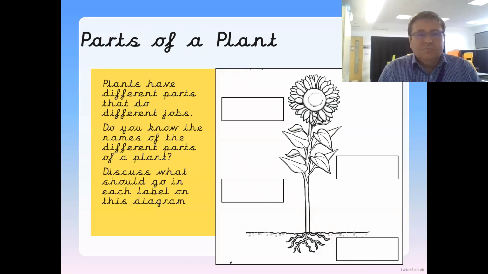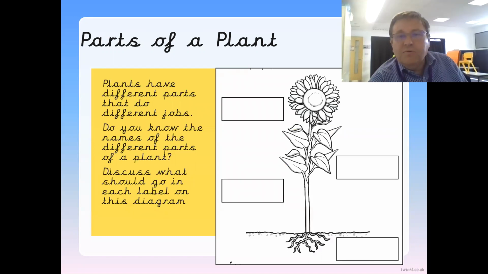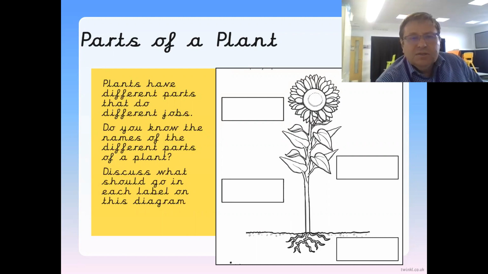Now, parts of the plants. What I want you to do is look at this picture below of a flower and see if you can work out what you would put in each of the 4 boxes. What word would you put in each of the 4 boxes to describe that part of the flower? So what are the names of the different parts of the plants? So what's going to go in each box to label it? Pause the video now, talk to someone about what you're going to put in each of the boxes.